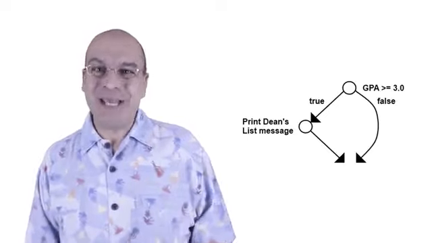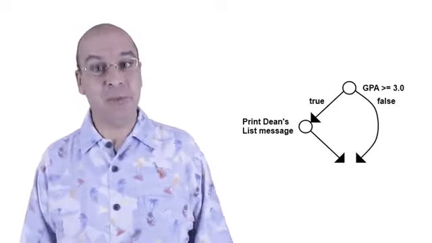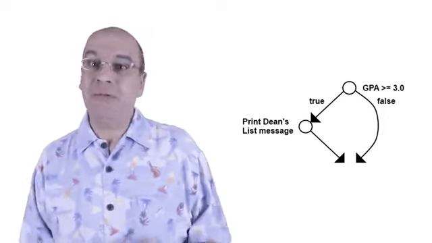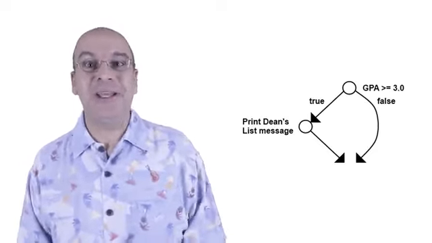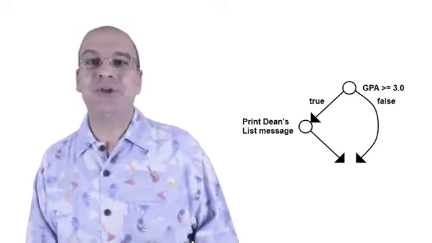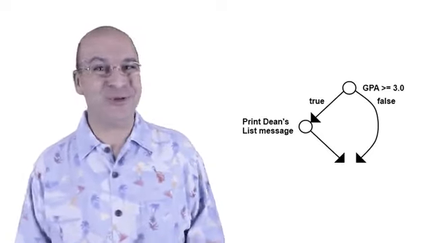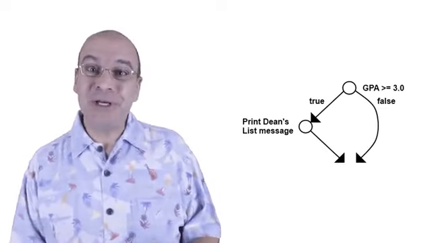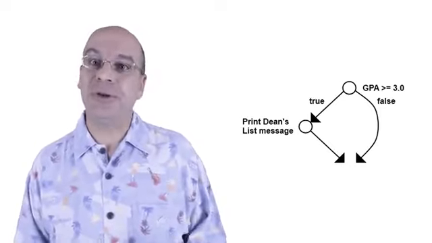Okay, here's a pictorial representation of how an if statement works. At the top node, we have a Boolean expression. Remember, an expression that evaluates to true or false. And in this particular picture, which is called a control flow graph because it graphs the flow of control, the Boolean expression is GPA, grade point average, greater than or equal to 3.0.